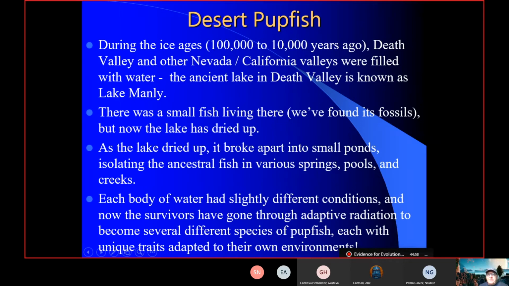So we can see that their bodies are all very similar to each other, and they're also very similar to this little fish fossil that we've found. But they're each unique in their own way. And so each of their habitats today is actually protected because that pupfish lives nowhere else in the world. So the Devil's Hole pupfish is protected as an endangered species. So is the Salt Creek pupfish.